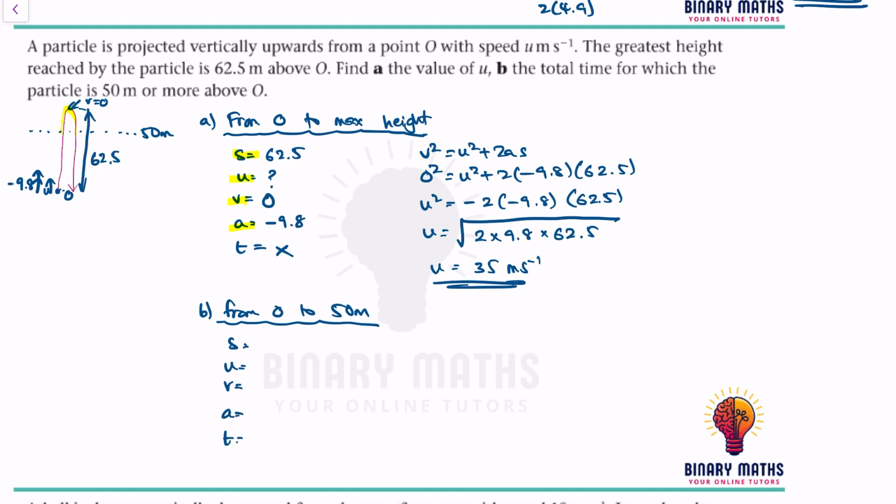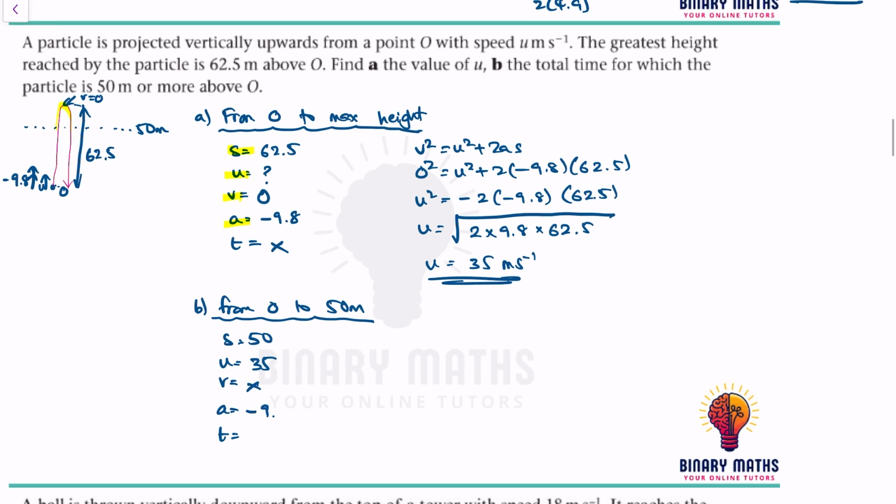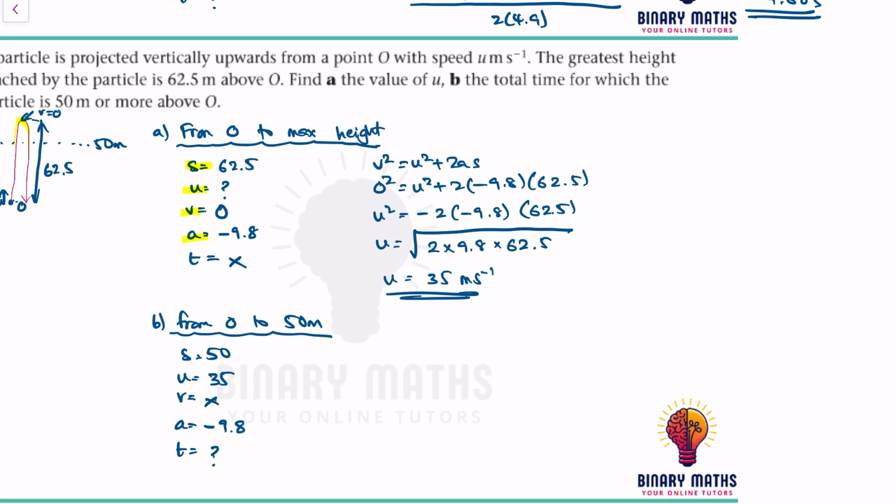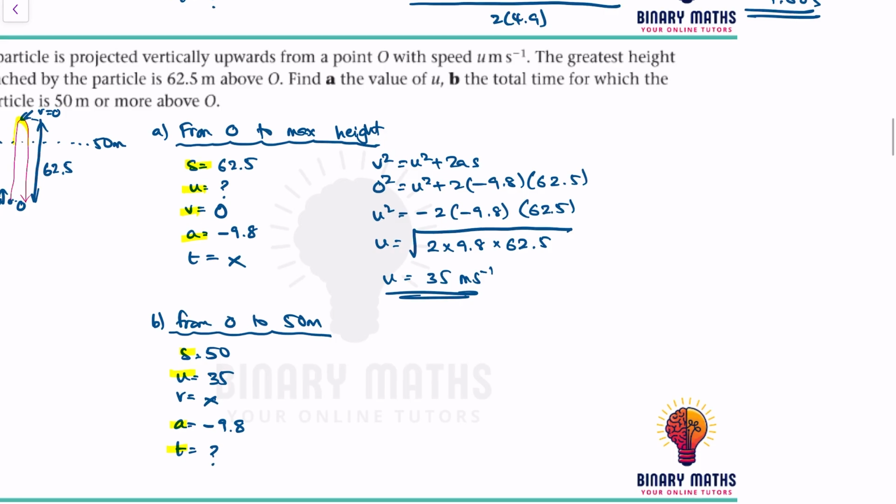So the displacement will be 50. The initial speed I know now, which is 35. I don't know the final speed when it reaches 50. I know acceleration is minus 9.8. I'm trying to find the time that it takes to get to 50. So what I do have in front of me is S, U, A, and T. So S is equal to UT plus half AT squared.